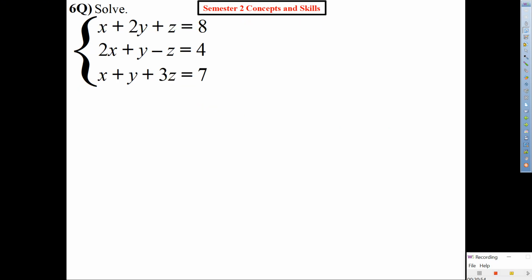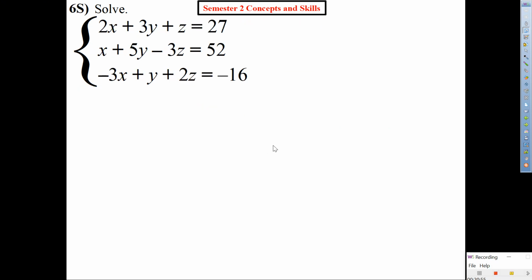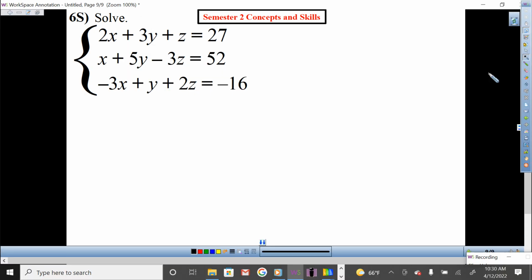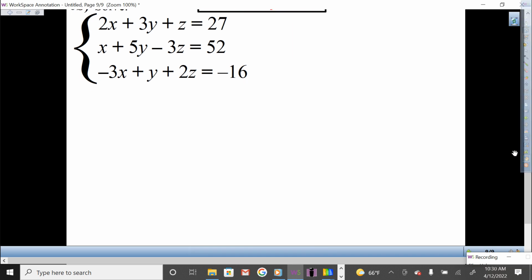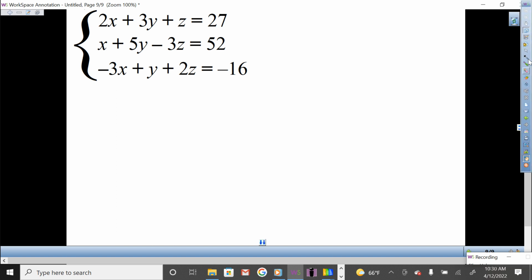All right. So copy this one. Example 6. We got 2x plus 3y plus z equals 27. Then we got x plus 5y minus 3z equals 52. And negative 3x plus y plus 2z equals negative 16. Okay? So, once again, if you have your three colors, I'm going to start with the top one in green, the middle one in pink, the bottom one in yellow. If you have colored pens, then use three different colors just to underline each equation and stay organized.